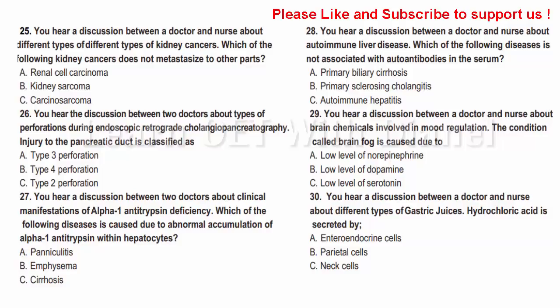Primary biliary cirrhosis and autoimmune hepatitis are associated with autoantibodies in the serum, such as anti-nuclear antibody, smooth muscle antibody, and anti-mitochondrial antibody. Primary sclerosing cholangitis usually affects the extrahepatic biliary system. Thus, if it is present, abnormalities can be seen on imaging.